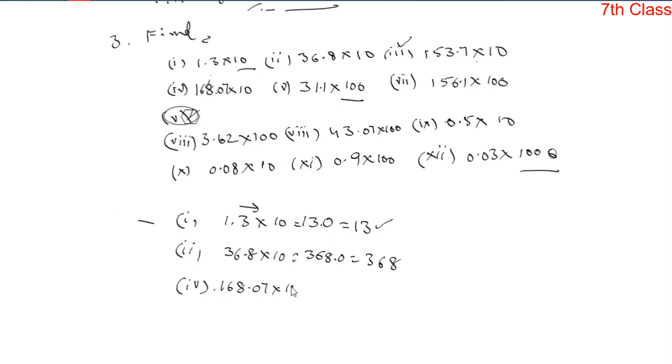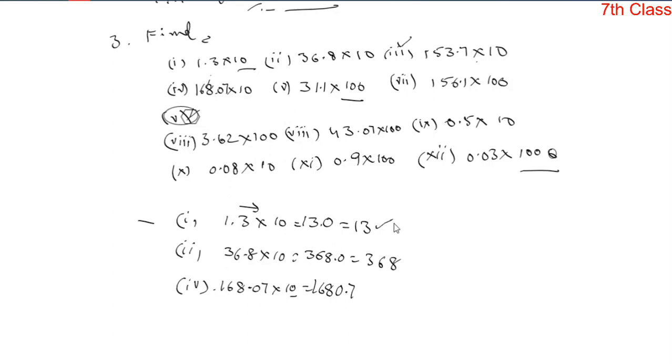168.07 into 10. Here in 10, 1 0 is there. So, you should move towards right 1 digit only. Here the decimal point is in between 8 and 0. Move 1 digit. That means 1680.7. Here 1 0 is there, so move the decimal point towards right 1 digit. Like that we can do.